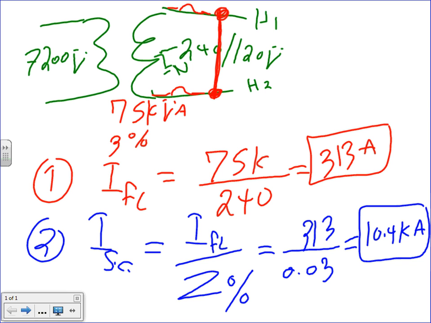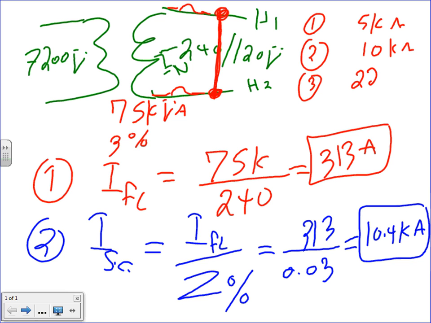So 10 kilo. Now, Spencer, if you want to size me a fuse, let me give you options. Option number 1, 5K. Option number 2, 10K. Option number 3, 22K. Option number 4, 35K. Which interrupting rating for a circuit breaker would be the best fit for this scenario, and why?